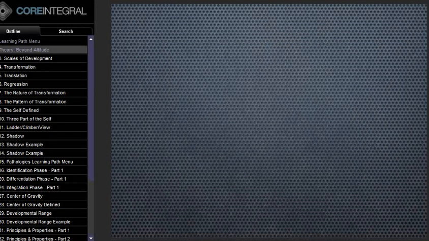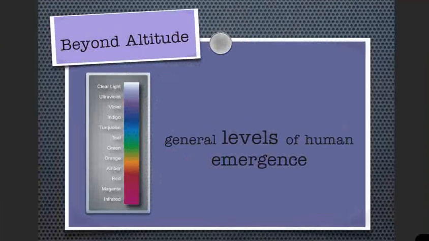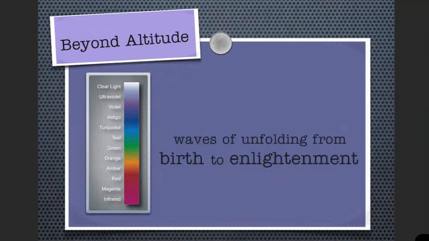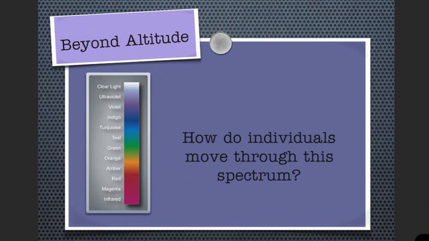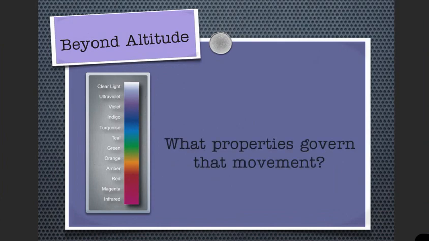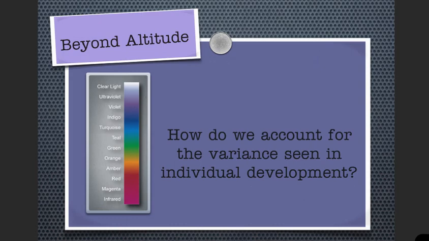If the altitude colors are the general levels of human emergence, the actual rungs or structures in the upper left developmental ladder, or the waves of unfolding from birth to enlightenment, how do individuals move through this spectrum? Who is it that is doing the movement? What properties govern that movement? How do we understand individual development in a cumulative and holistic way? And finally, how do we account for the variance seen in individual development?